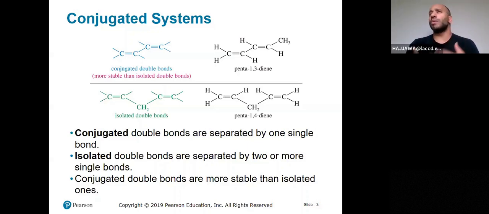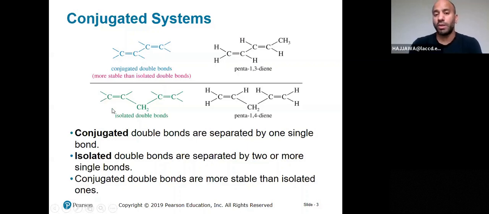Now, we're going to use the same reaction, the hydrogenation reaction, to justify the stability of the diene or the conjugated systems. So what's a conjugated system? It's a bunch of double bonds that are separated by sigma bonds. When you have a structure like this, for example, a double bond and another double bond separated by a sigma bond, that's a conjugated system.